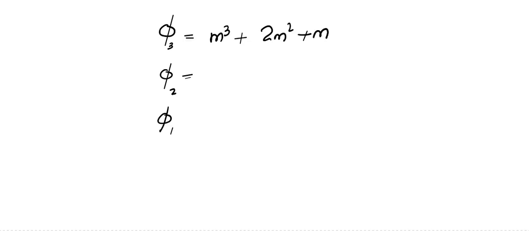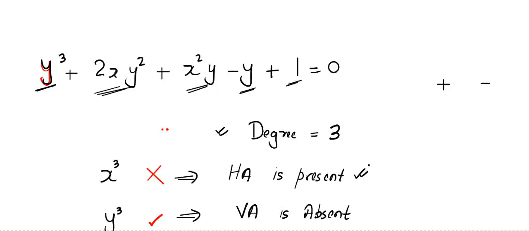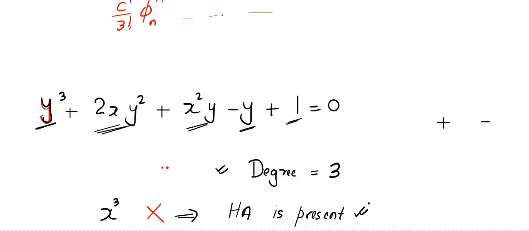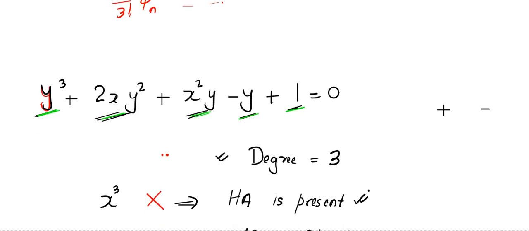Now comes phi 2. Phi 2 means you have to find the second degree terms. Degree 3, degree 3, degree 3, degree 1, degree 0. There is no second degree term.